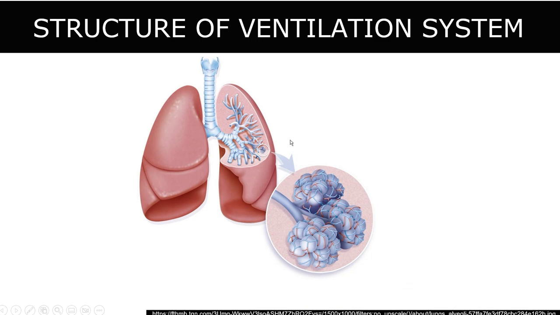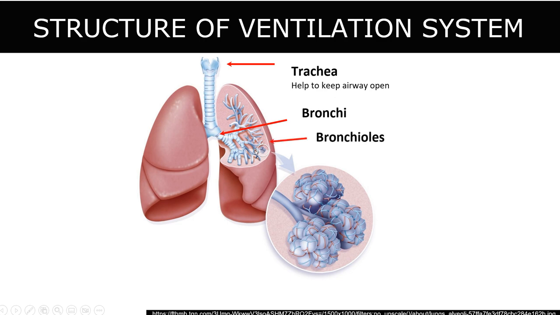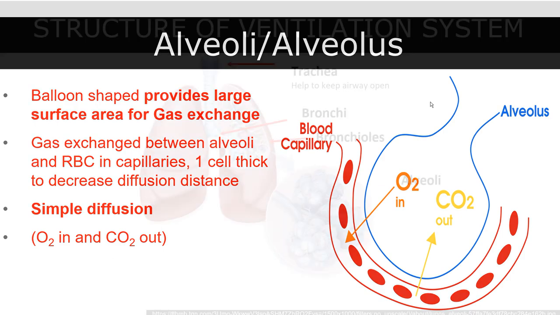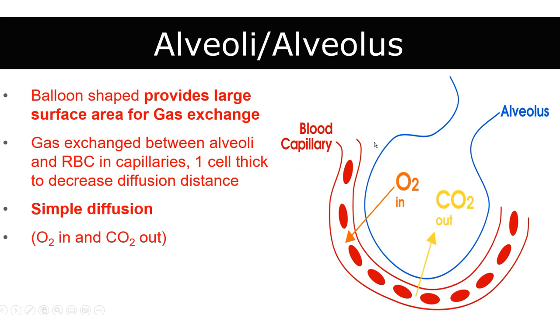So what might be new to us? The trachea, again, helps keep that airway open. It's made of a lot of cartilage. And then it branches out into something called the bronchi, which have further branches called the bronchioles. And then if we zoom in really far, there's a structure called the alveoli, which are these balloon-like sacs. Most of what we're going to be working with is in the alveoli, or the alveolus.